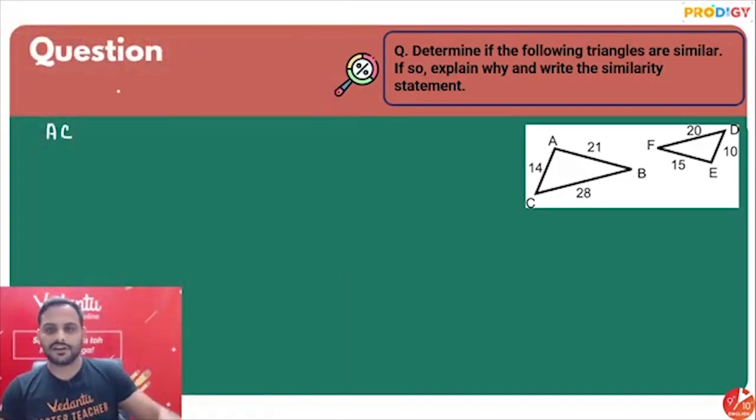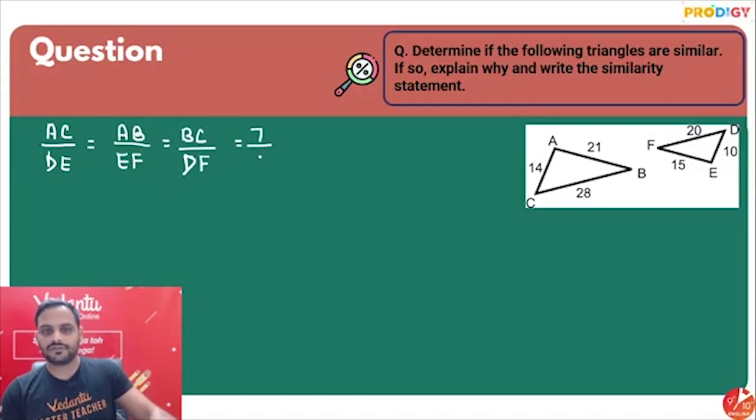So I can say, sir, the ratio of this side AC with DE is equal to the ratio of AB with EF is equal to the ratio of BC with DF. You can see in all the cases the ratio is 7:5. 14 by 10, 7 by 5, 21 by 15, 7 by 5, 28 by 20, 7 by 5.